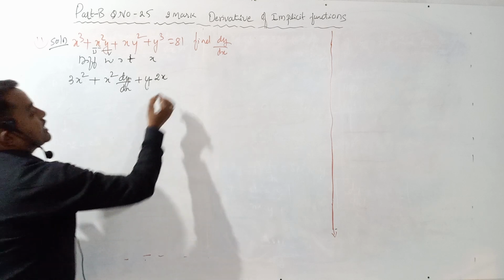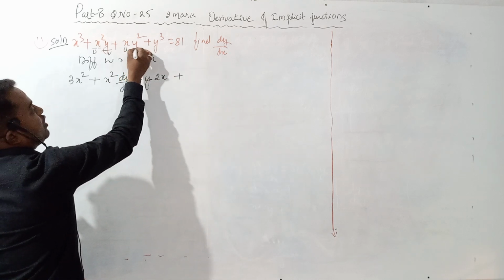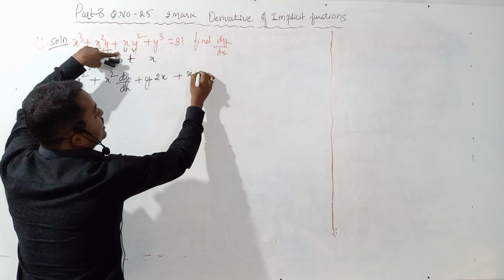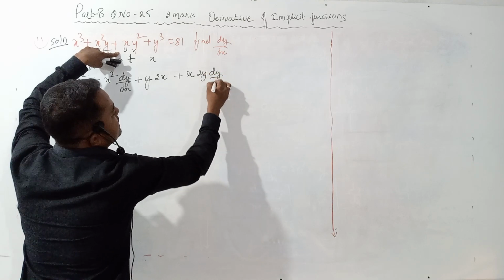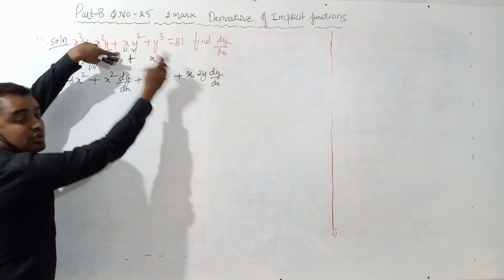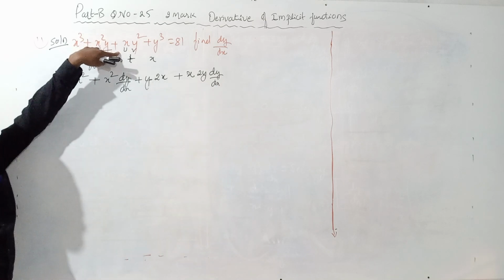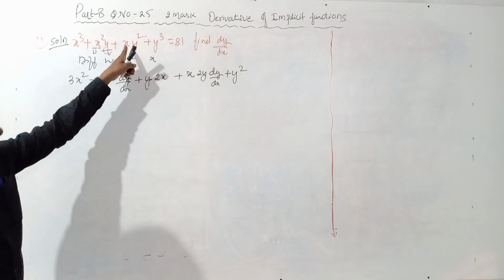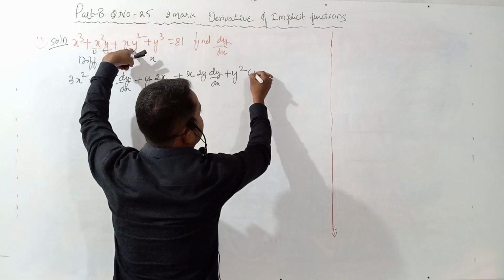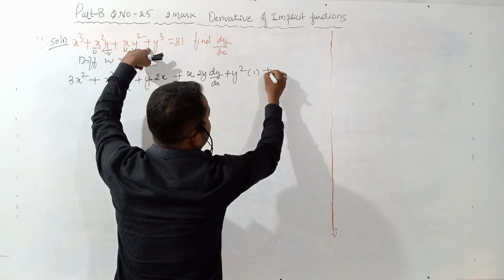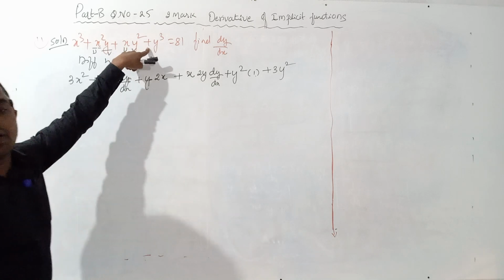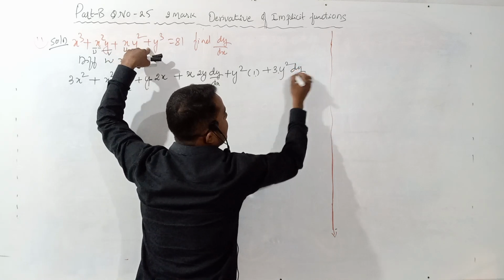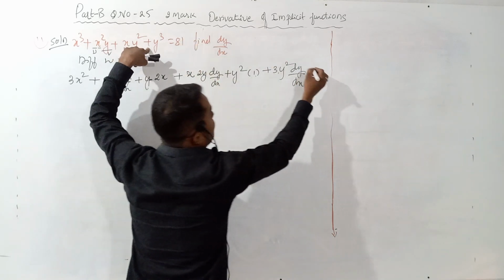Plus, in the same manner, again we have to apply the product rule for xy square. x as it is, derivative of y square is 2y dy by dx, plus y square as it is, derivative of x with respect to x is 1. Plus y cube: derivative of y cube is 3y square, then derivative of y, dy by dx. Derivative of this 81, it is constant, is equal to 0.